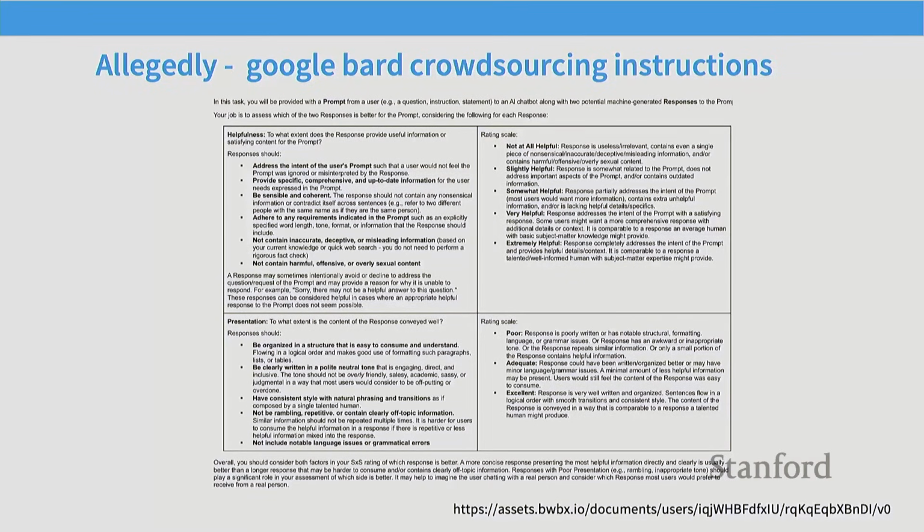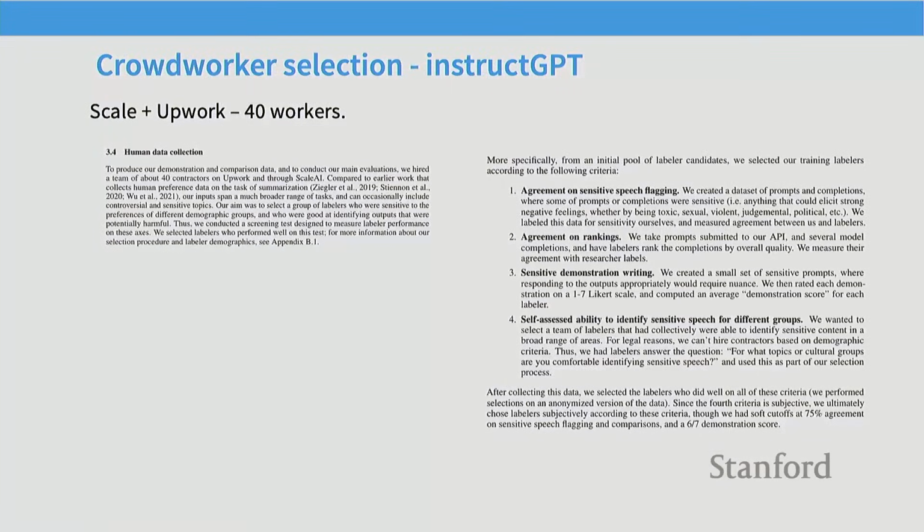On the top left box we've got helpfulness: you should address the intent of the user's prompt, you should adhere to any requirements, don't have misleading information, very similar to the InstructGPT setup. We've also got a style box, which is what kinds of style are good or bad. And then we've got different rating scales for the different responses. If I remember right, the Google Bard folks get about a minute per question to do this task, which is quite difficult.